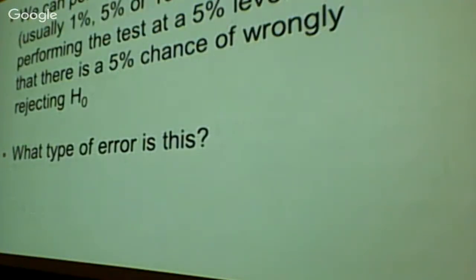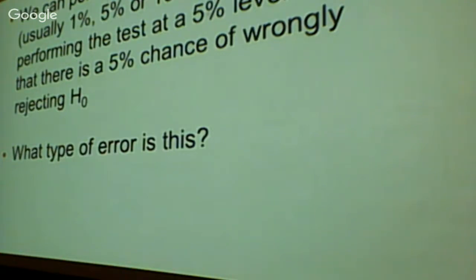Good. So we can perform this test at any level of type 1 error. So we always define, when we do an inferential test, the level of type 1 error that we care about avoiding. So usually we say it's 1%, 5%, or 10%. 5% seems to be the most popular. And you'll see what that means in a second.